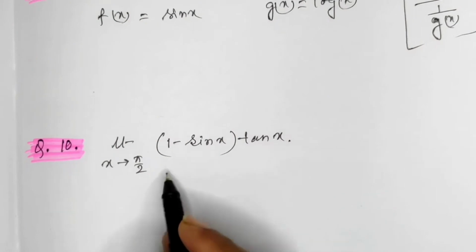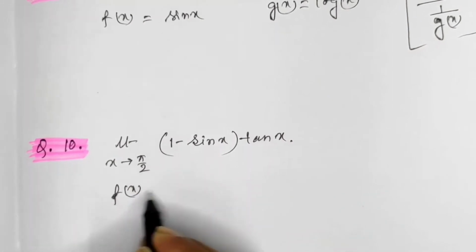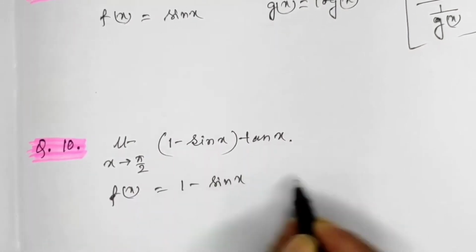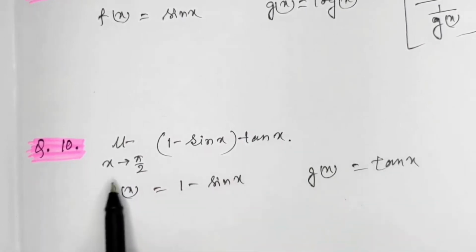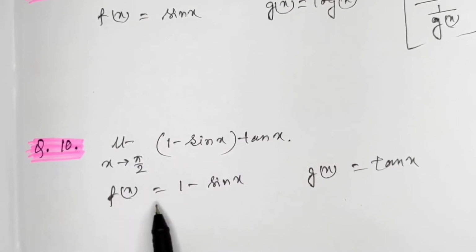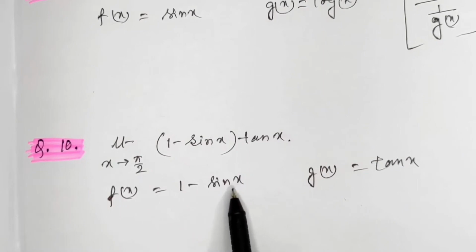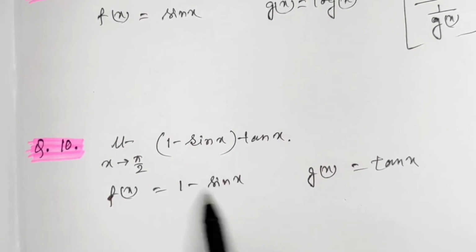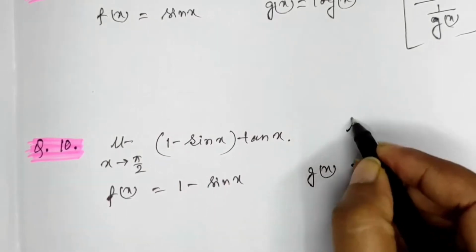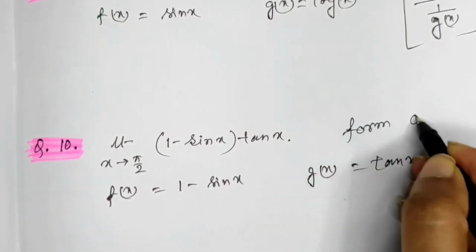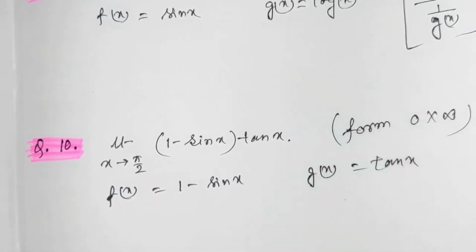In this question again f(x) is 1 minus sin x, and g(x) is equal to tan x. And if we substitute the limiting value pi by 2, then we shall find out it is 1 minus sin pi by 2. Sin pi by 2 is 1, so it is 0, and tan pi by 2 is nothing but infinity. So this one is also in the form of 0 into infinity. So again we just rewrite it into the form of 0 by 0, and we proceed to solve.